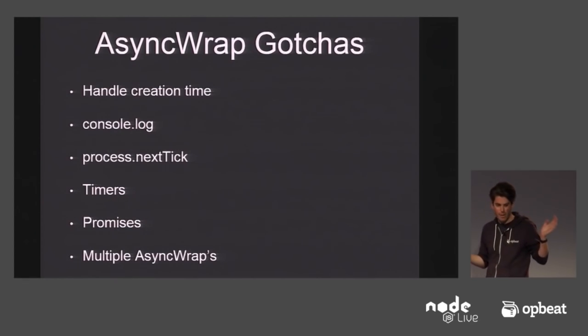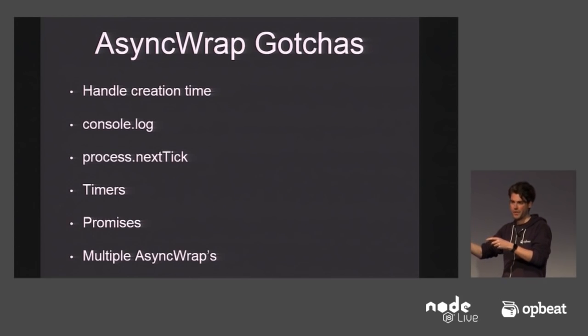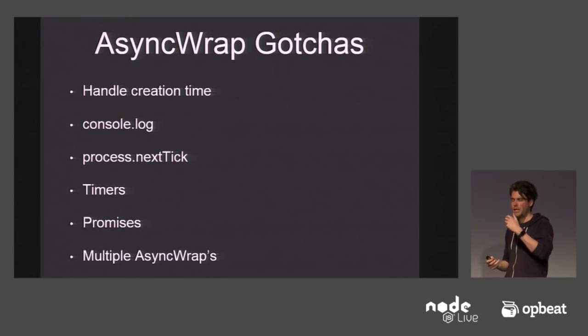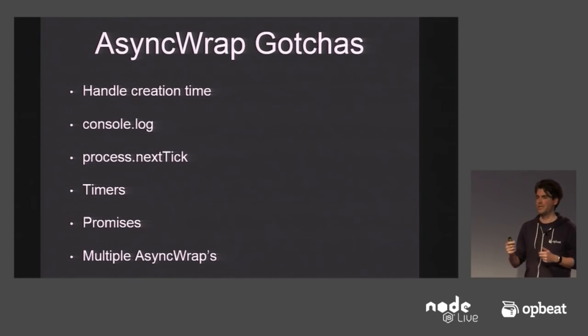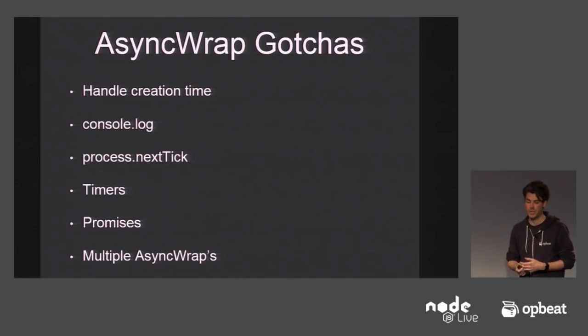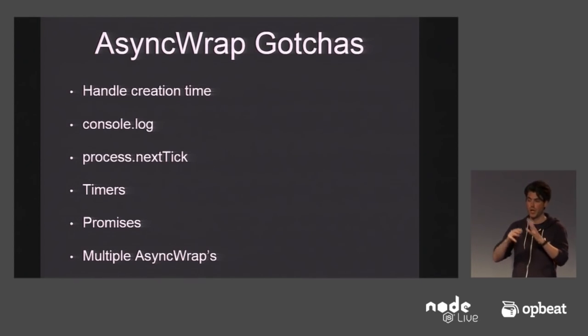So just to wrap up with some gotchas here, the handle creation time can sometimes be a little tricky to know when that happens. The handle creation time is the time where the init function is called. For example, if you have a TCP server, it's not calling the init function until you actually bind to a port, so until you call listen. That's when the init function is called. Console log, we already went through that. Process next tick is currently not covered by this, so if you want to know when process next tick is called, you will have to monkey patch that right now.